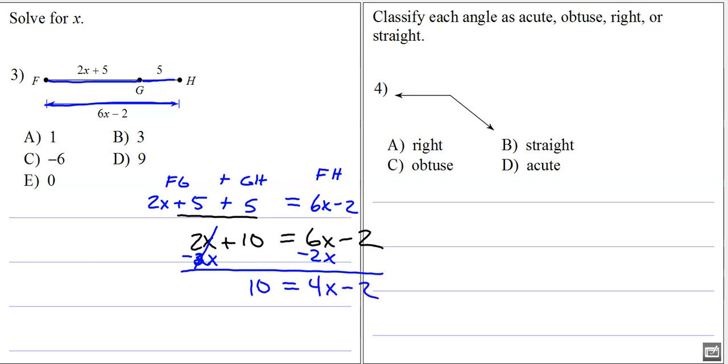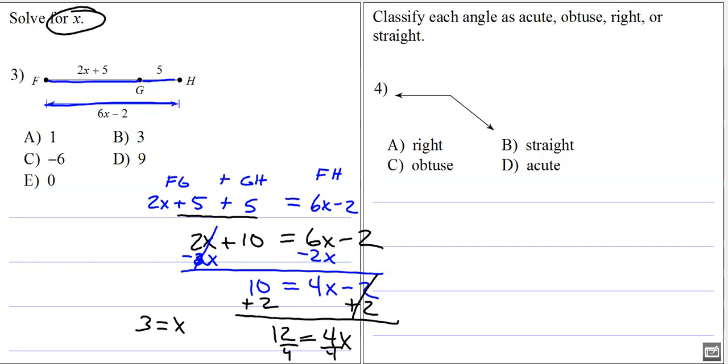Now, a lot of you guys are tempted right here to minus the 10, but I don't want to wipe out that side. I want to get 4x by itself, so I'm going to plus 2 to both sides. That way I have my x terms on the right, my number terms on the left, and I'm going to divide both sides by 4, and I get an answer of x equals 3. And sometimes, let's see, they want me to solve for x. Sometimes I have to substitute it back in.